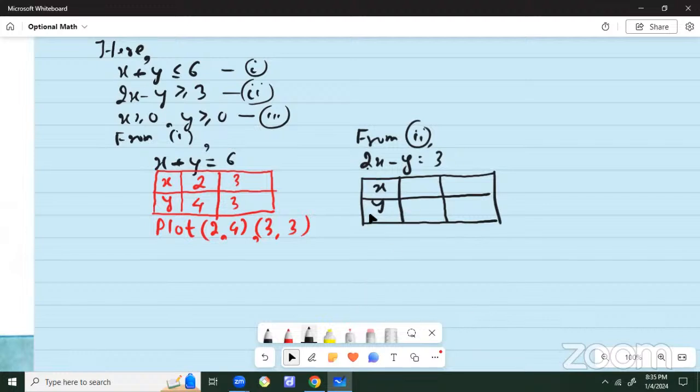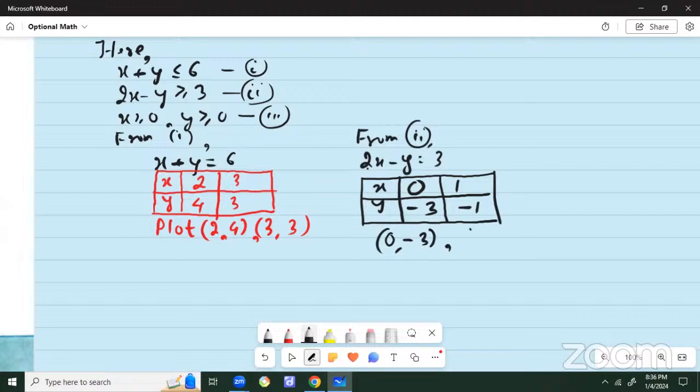Choose any value for x. Let's say x is 0. If I choose x equals 0, what is the value of y? Negative 3, right? Thank you. Arko, take any other value of x. 1. If we take x as 1, what is the value of y? Negative 1. Okay, let's plot these 2 points on the graph paper.